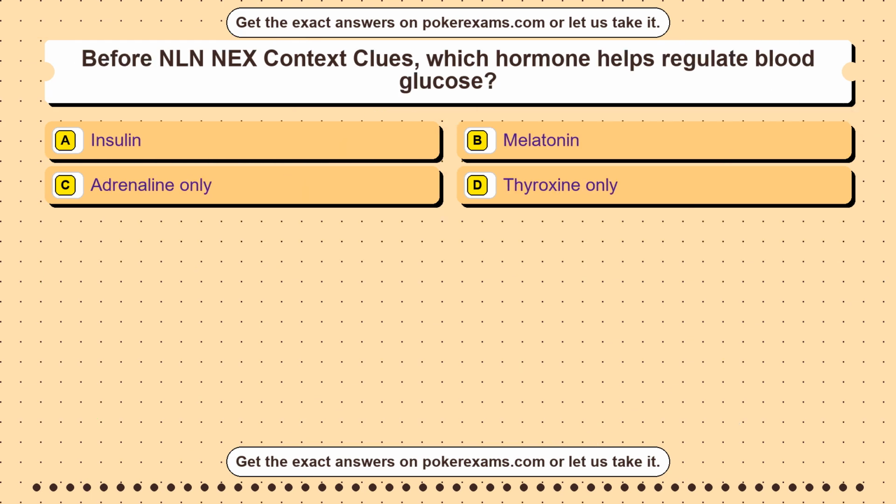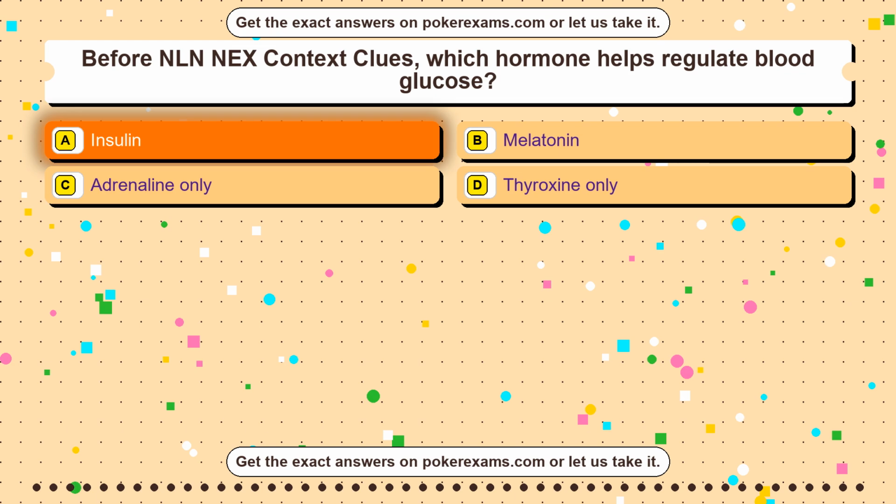Question 25. Before NLN NEX Context Clues, which hormone helps regulate blood glucose? Option A, insulin. Option B, melatonin. Option C, adrenaline only. Option D, thyroxine only. The correct answer is option A, insulin.